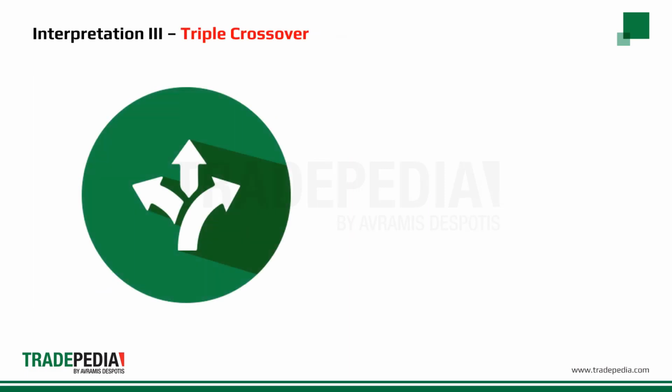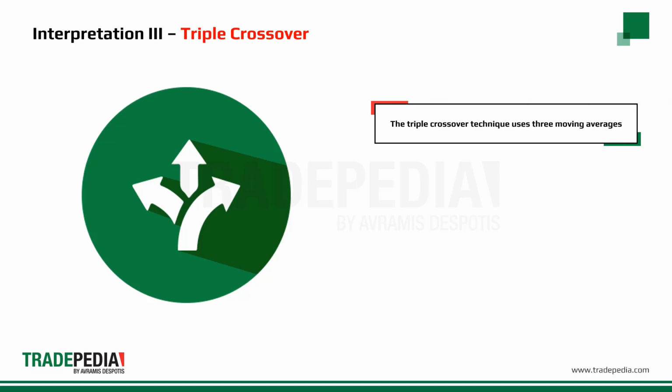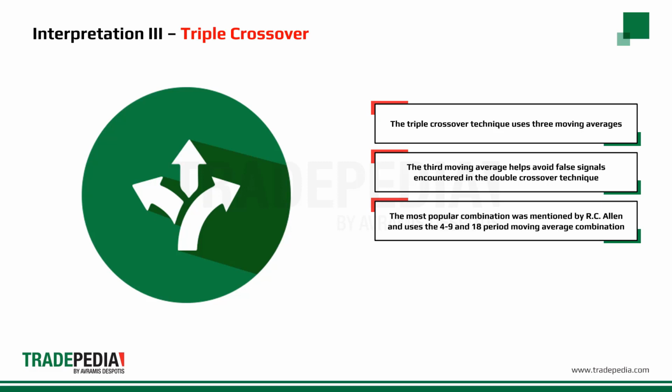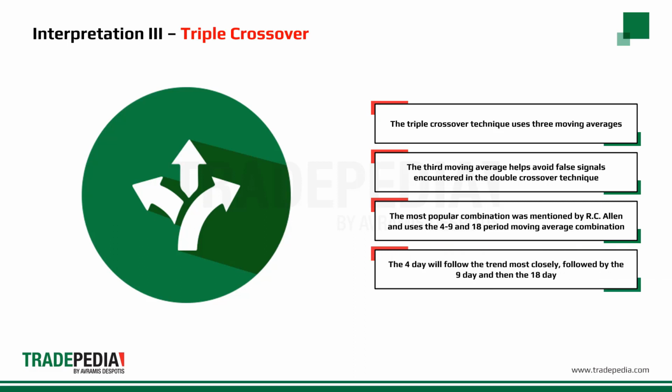Another way of interpreting moving averages is through the triple crossover technique, which uses 3 moving averages. The third moving average helps avoid false signals encountered in the double crossover technique. The most popular combination was mentioned by R.C. Allen and uses the 4, 9 and 18 period moving averages. Some traders might adjust it to a 5, 10, and 20 combination. The 4-day will follow the trend most closely, followed by the 9-day and then the 18-day.